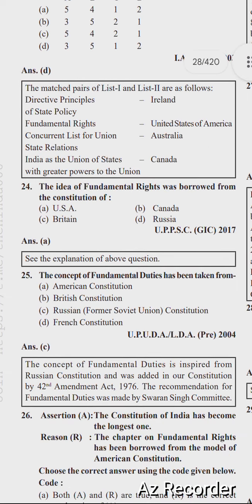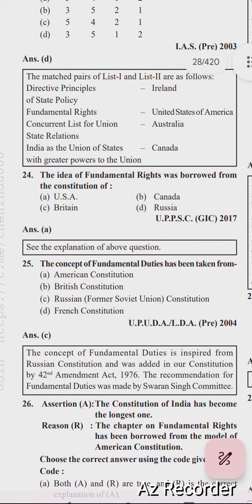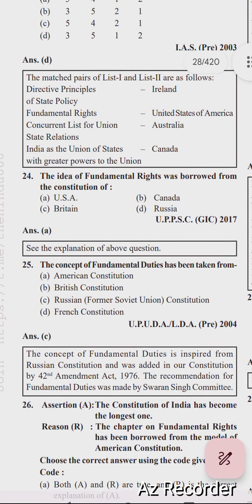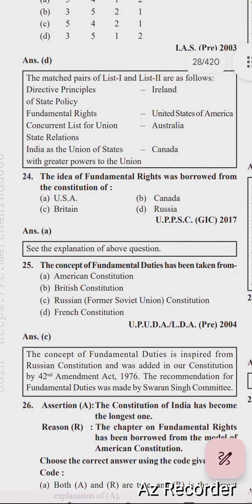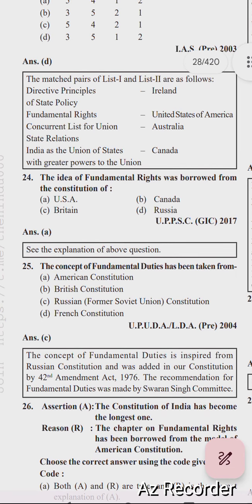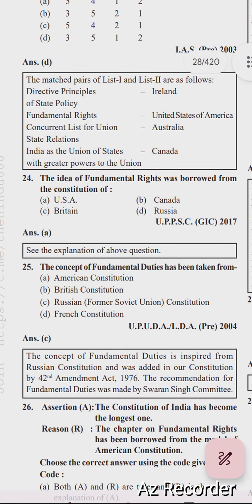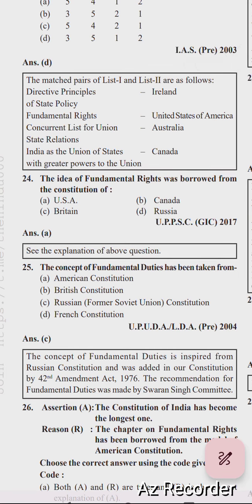Next, the idea of fundamental rights was borrowed from the constitution of which country? Options are USA, Canada, Britain, Russia. Right option is option number A, USA. The fundamental rights idea in the Constitution of India is borrowed from USA.